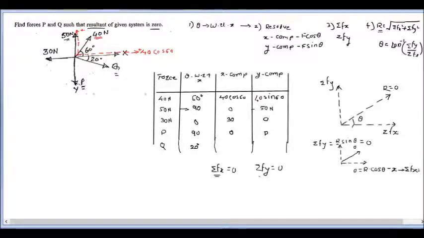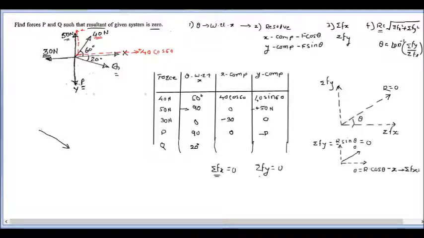Now for the 50 Newton force, it is acting along the positive y axis. So that's why the sign convention here will be positive. The 30 Newton force is acting along the negative direction of the x axis, so this x component we can write down here as minus 30. The P force is acting along the negative direction of the y axis. That's why the y component of P we are going to write down as minus P.